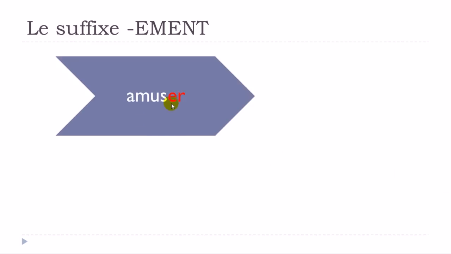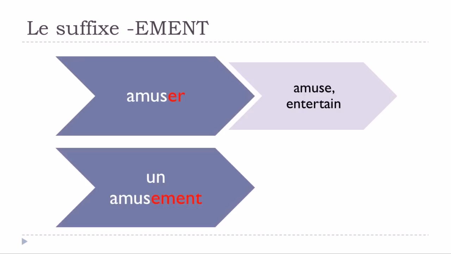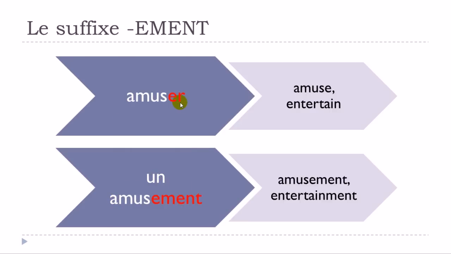The first one, amuser. You will have here the translation in English. If we just respect the rule, we take away this er and put this suffix ement instead, and we get un amusement. Amuser, un amusement.